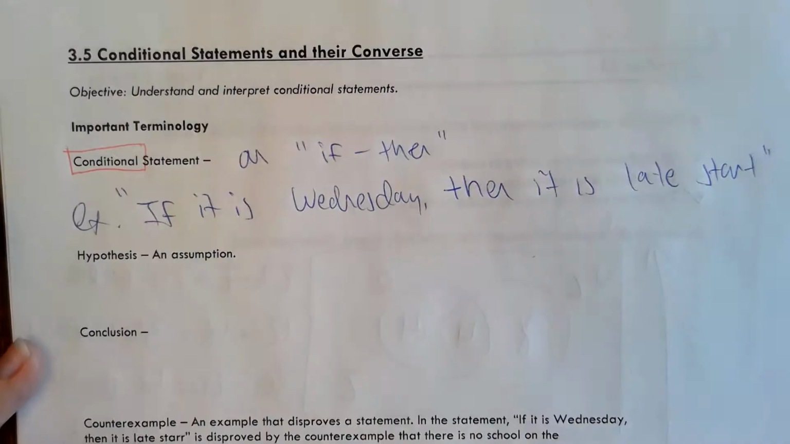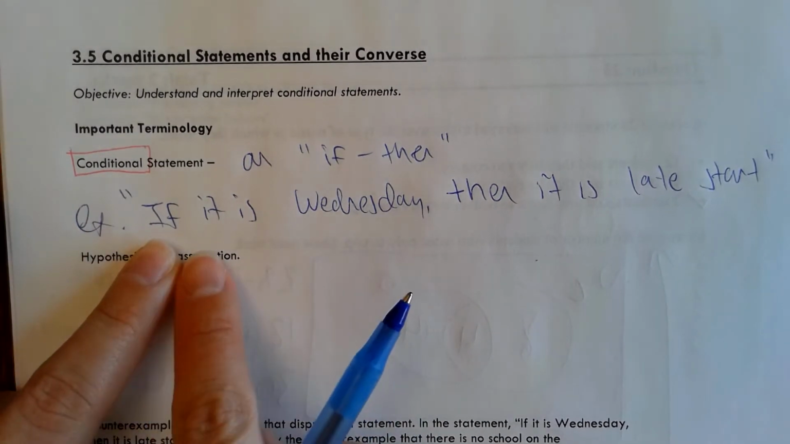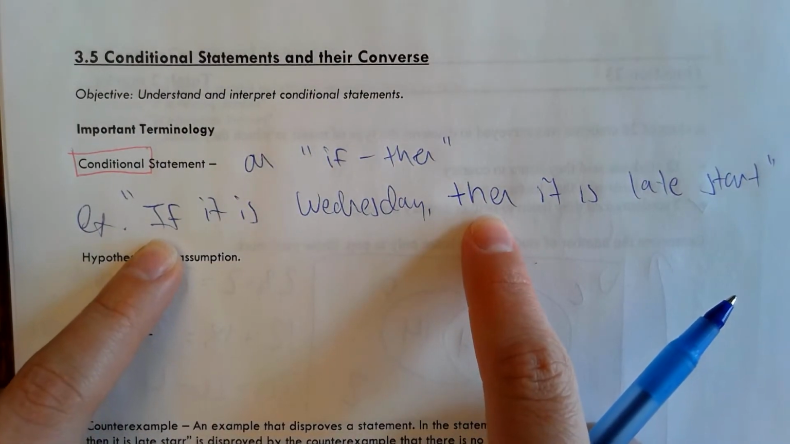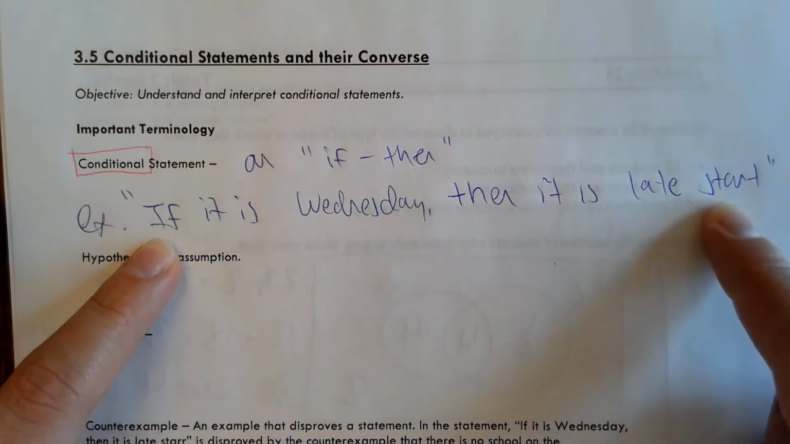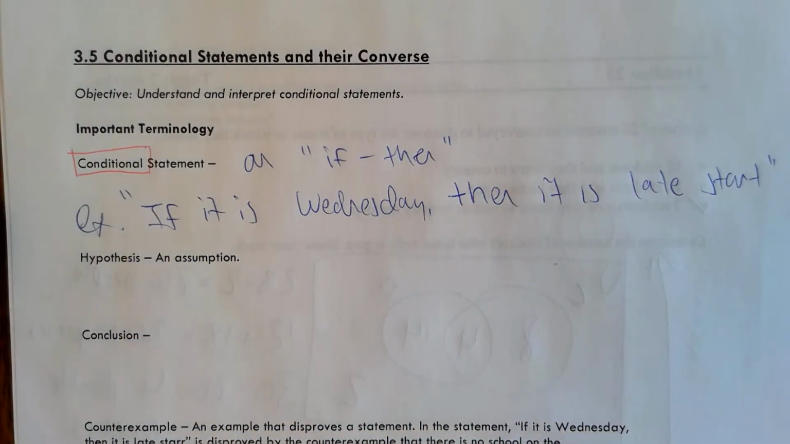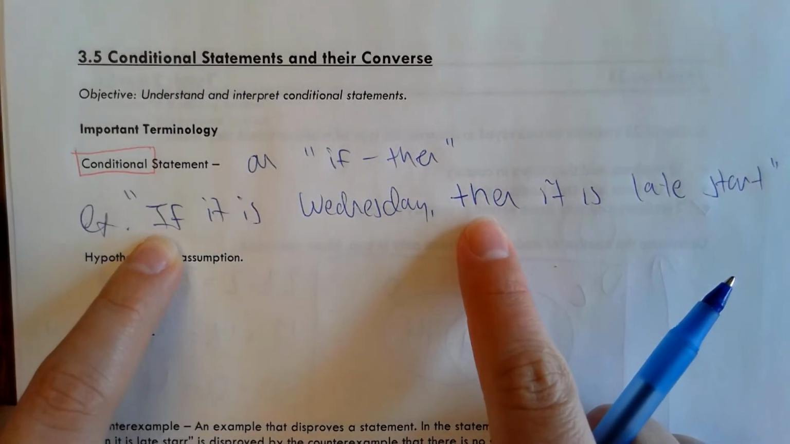I put that in little quotation marks because it's like a little sentence. Now notice a conditional statement always starts with an if, and then kind of halfway through-ish, it says then. So if it is a Wednesday, then it is late start. If I like apples, then I'll probably eat apples sometime during the week. Maybe I need to buy some apples at the grocery store. So if I like apples, then I should buy some apples at the grocery store. It always starts with if, and then is always halfway in between somewhere.